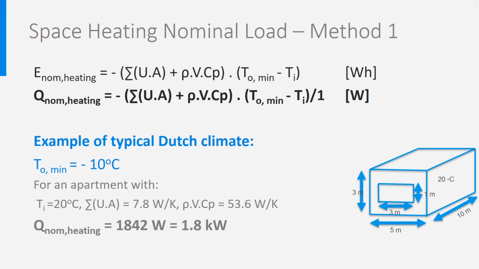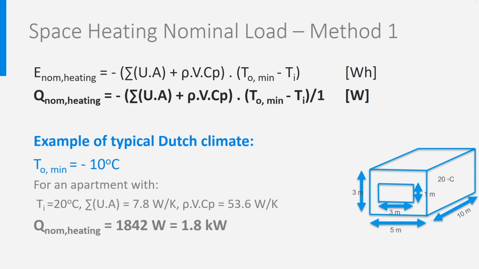We start again with this equation in watt-hour. What we want for sizing are watts, the energy flow rates. So we only need to divide by 1 hour to get the formula for the nominal power. Let's take the example of a small apartment located in the Netherlands. You see its dimensions on the right, and from its ventilation and construction properties, we have derived that the sum of all UA values for the transmission losses is 7.8 watt per Kelvin, and rho V c_p is 53.6. We want to achieve an indoor temperature of 20 degrees C.